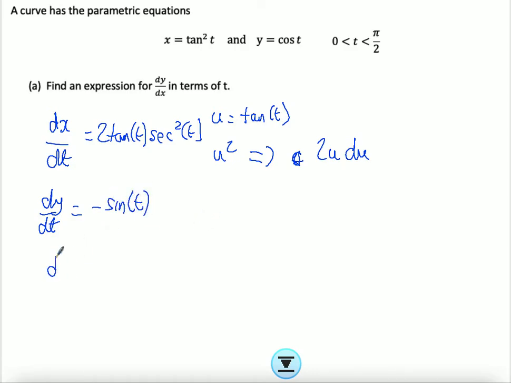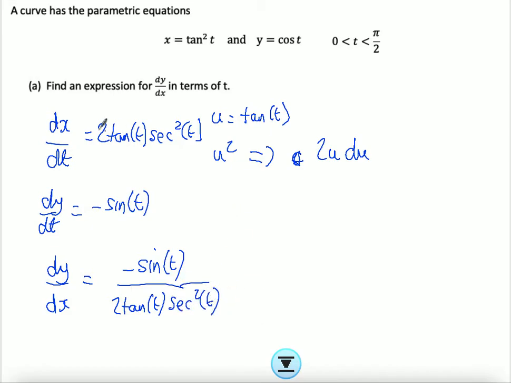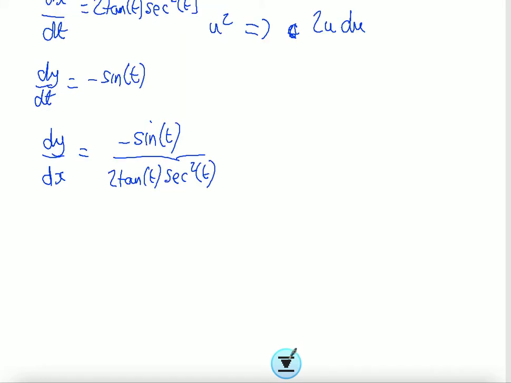Okay, so that means that dy by dx is equal to negative sine t over 2 tan t sec squared t. Now it does say find an expression in terms of t, and we have done that. But from experience, the question's going to be a little bit more prescriptive than that and tell us exactly what form it would like it in. So we're just going to tidy it up a little bit using our knowledge of trigonometry. So 1 over tan t, isn't it? So it's going to be cot.